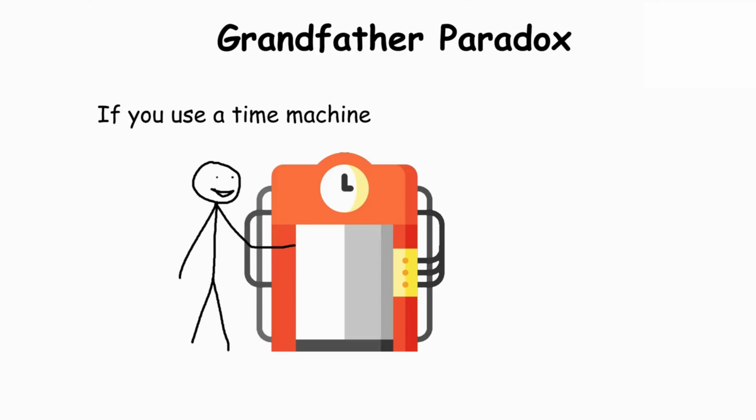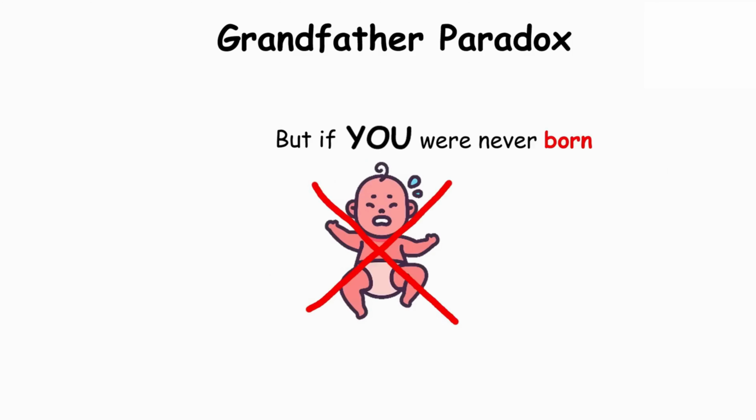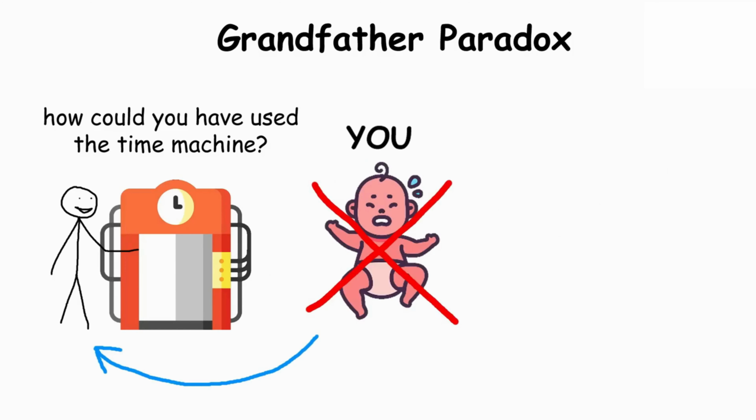Grandfather paradox. If you use a time machine to stop your grandparents from meeting, you might prevent your own birth. But if you were never born, how could you have used the time machine in the first place?